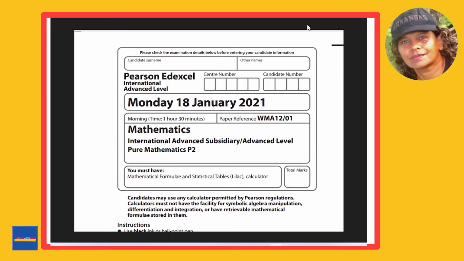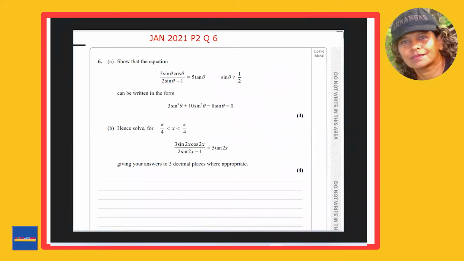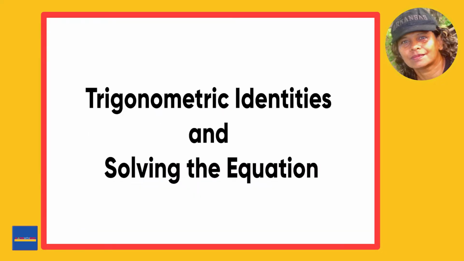In today's lesson, I shall be discussing a question from January 2021, Paper 2, Question 6. This is the question. It's based on trigonometry, and it's about trigonometric identities and also solving equations.